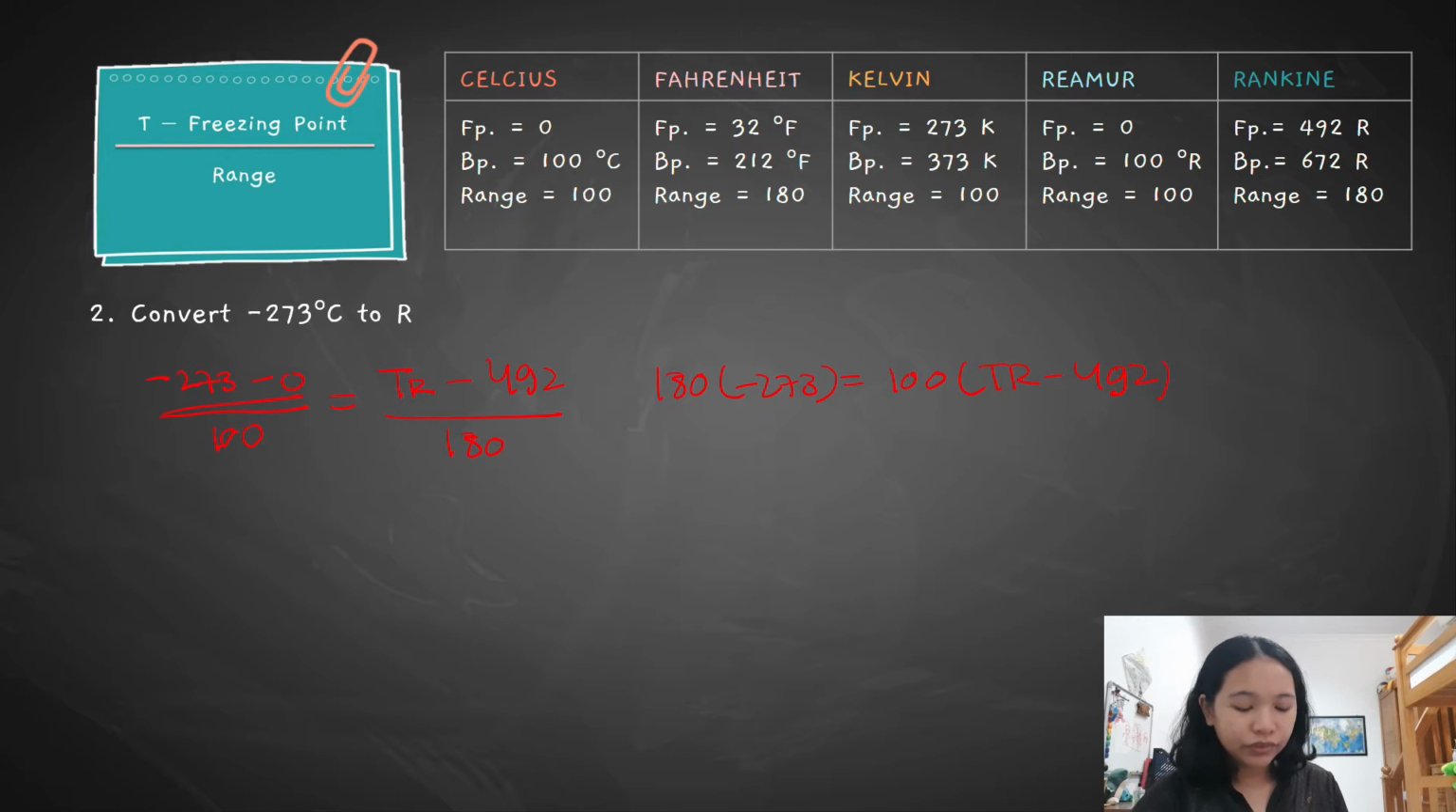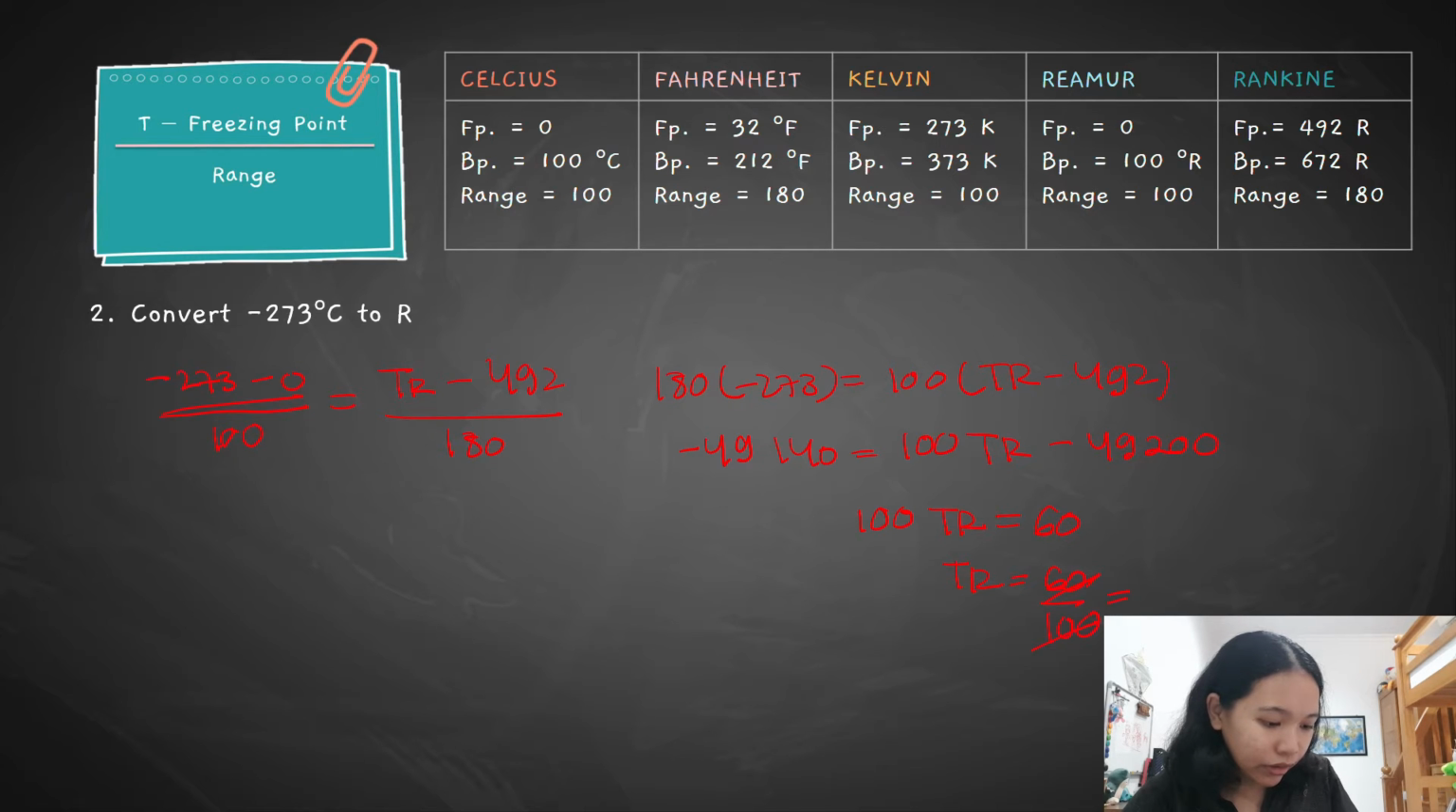Okay, so we can calculate 180 times negative 273 equals negative 49,140, equals 100 times temperature in Rankine minus 49,200. Okay, so 100 times temperature in Rankine equals 60. So temperature in Rankine equals 60 over 100.